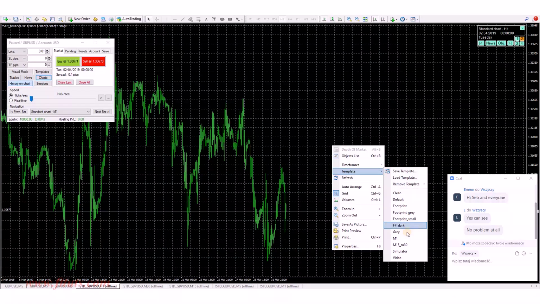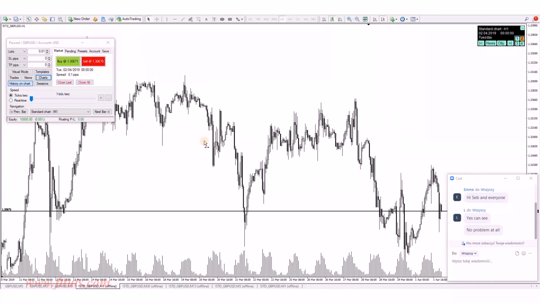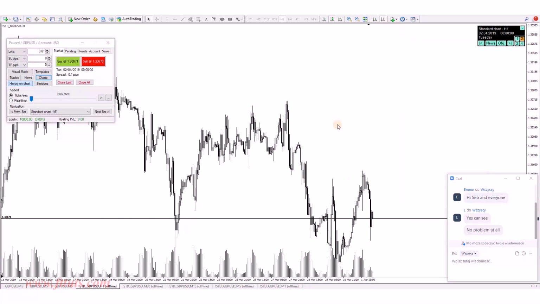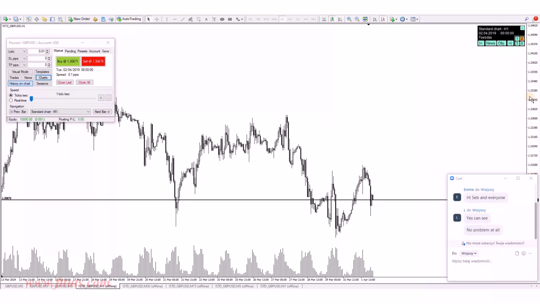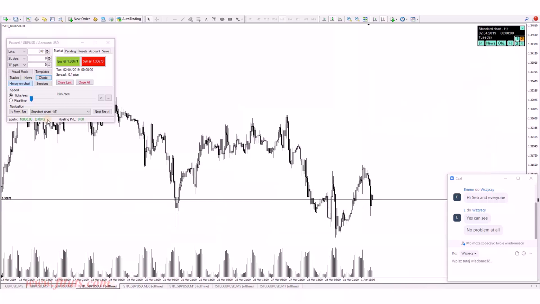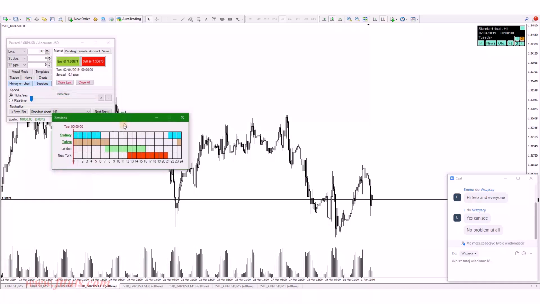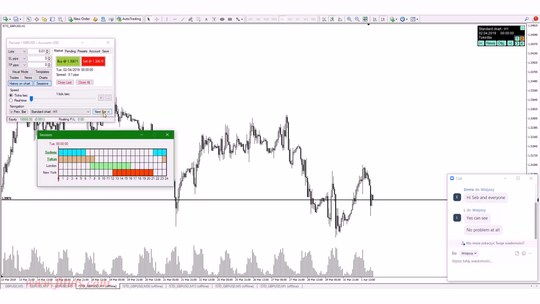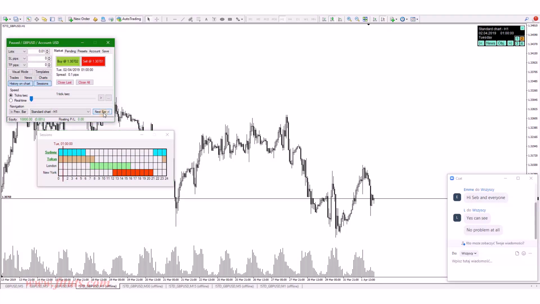Here the template simulator, yes. Everything is done. Okay, so now I will move the chart to the Frankfurt session, because we probably don't want to trade Asian. And yeah, here we go.